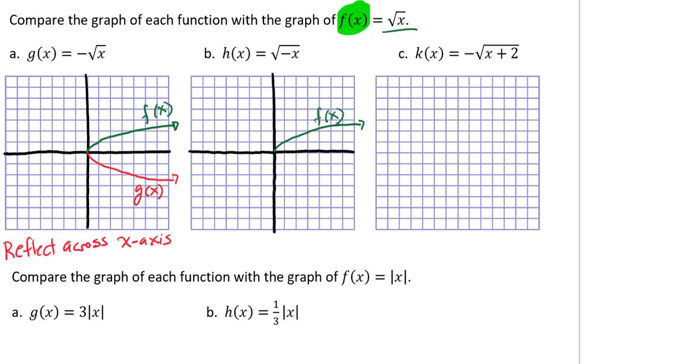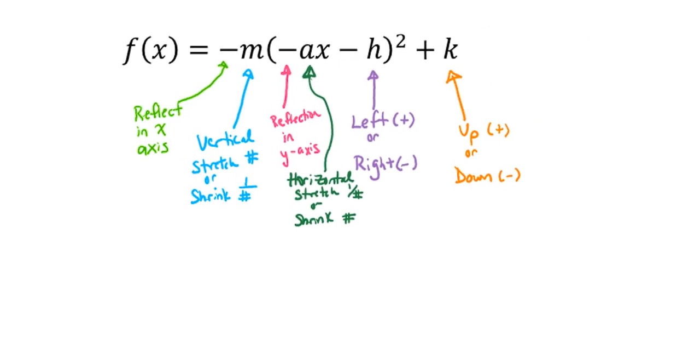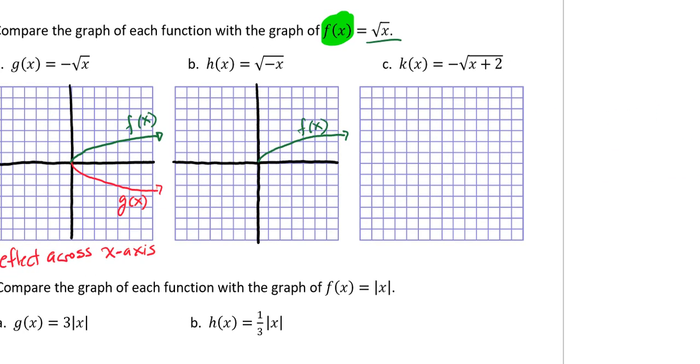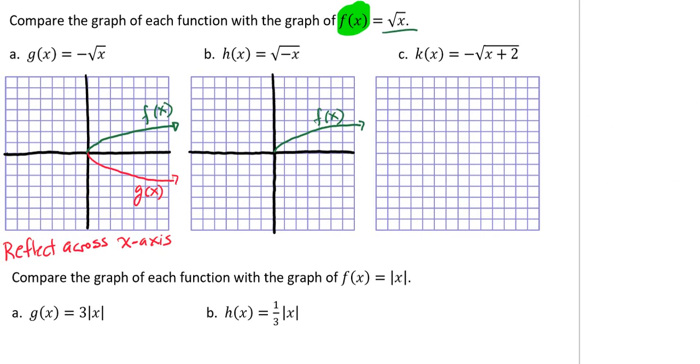But what is our h of x going to look like? So here we have a negative on the inside. So what does that mean when we have a negative on the inside? Well, if we look at our formula, when we have a negative on the inside, that should be a reflection in the y-axis. So here we're expecting to see a reflection. Let's use a different color. We'll use blue this time. A reflection across the y-axis. So what we're expecting to see is something like that.